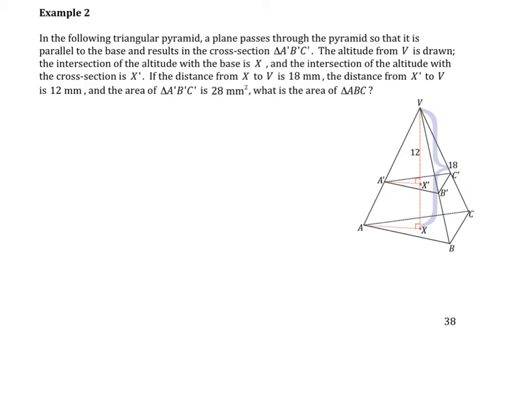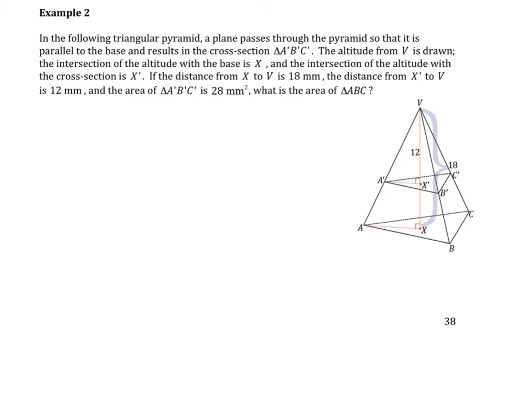Example 2. In the following triangular pyramid, a plane passes through the pyramid so that it is parallel to the base and results in the cross-section of a triangle A prime, B prime, C prime. The altitude from V is drawn. The intersection of the altitude with the base is x, and the intersection of the altitude with the cross-section is x prime. If the distance from x to v is 18 millimeters, the distance from x prime to v is 12 millimeters, and the area of triangle A prime, B prime, C prime is 28 square millimeters. What is the area of triangle ABC?